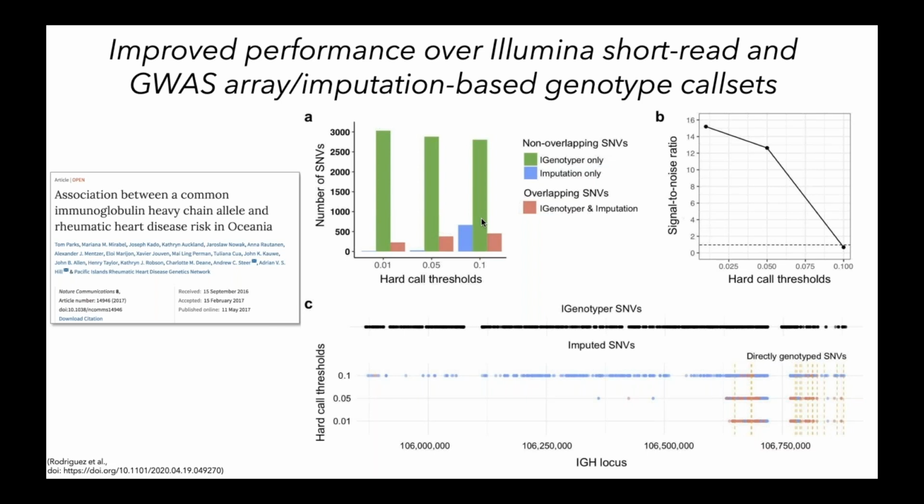But even when the imputed call set calls a relatively similar number, we see that those don't align very well with the iGenotyper SVs. And in general, the SNPs are biased toward the end of the locus. And this is what you see for a lot of microarrays. For whatever reason, they tend to be biased towards the distal part of the locus.